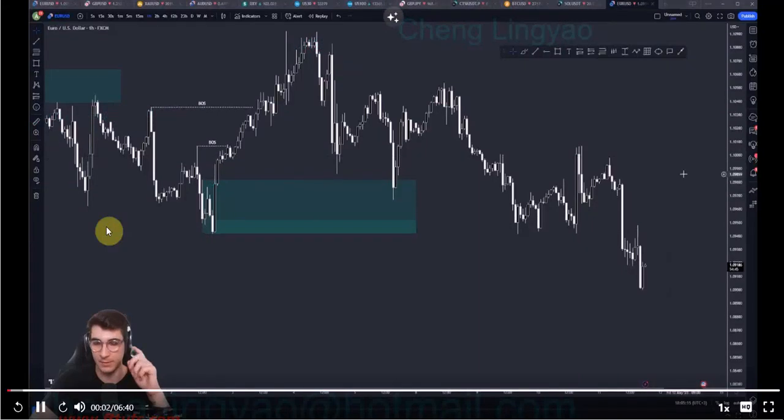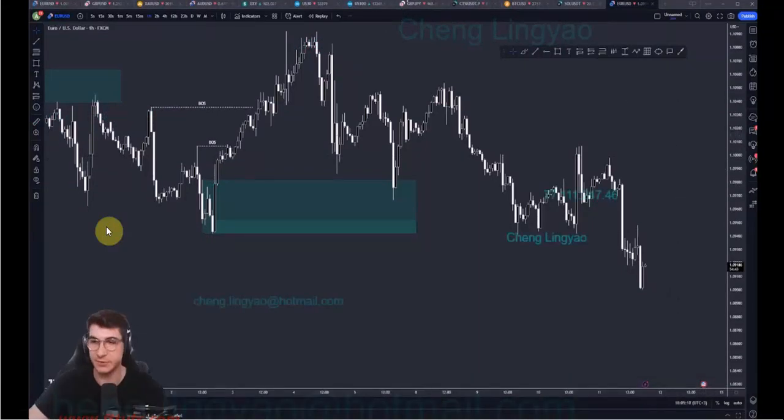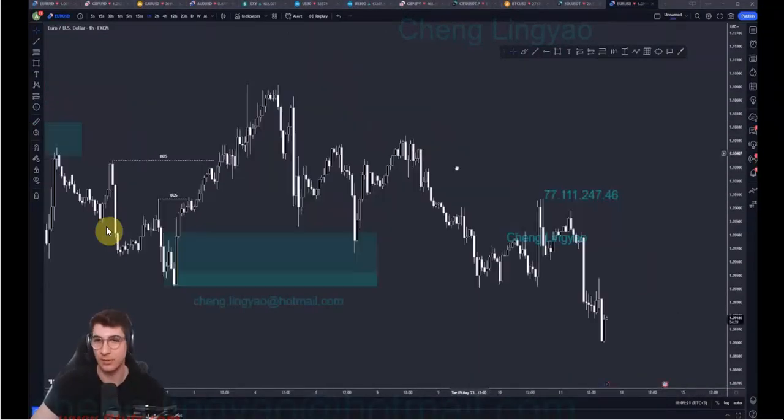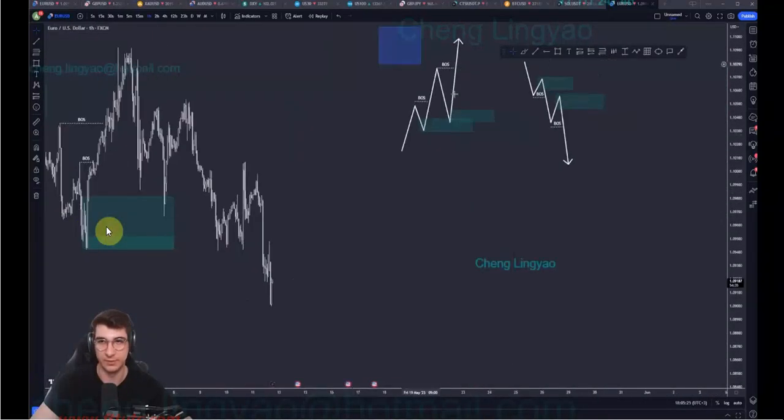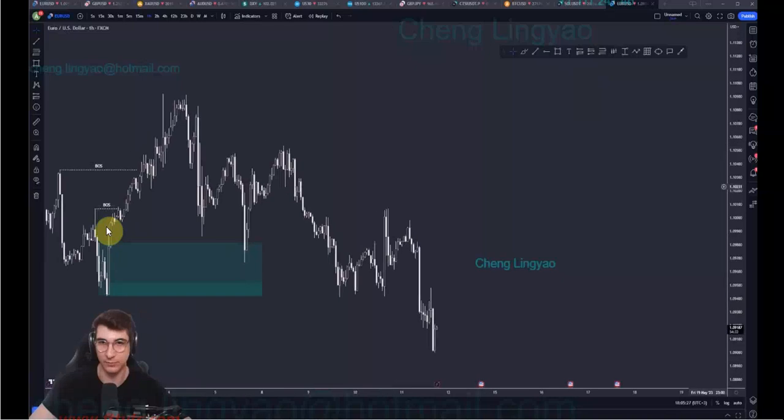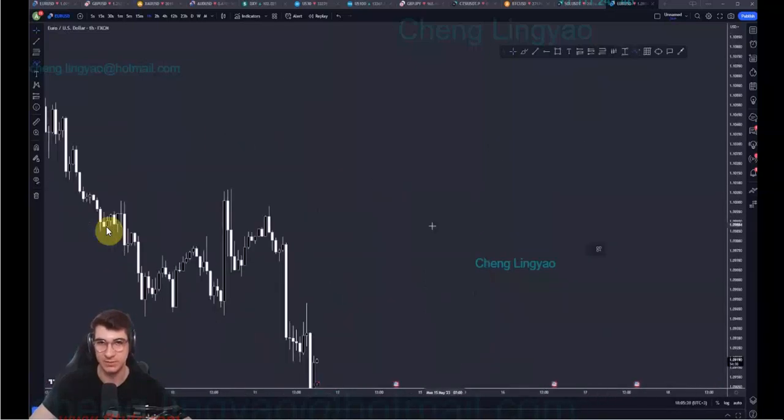Because we discussed supply and demand and breaks of structure, now we should take a quick look at flip zones. Flip zones are a very important element of our trading because they can be one of our entry criteria. So let's say we have bullish structure, something like this.